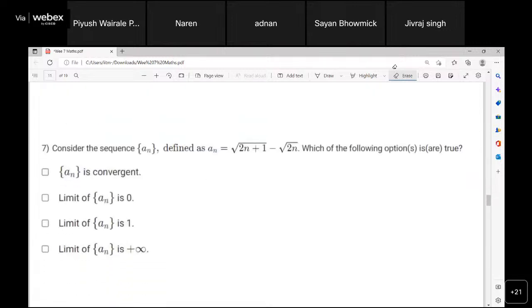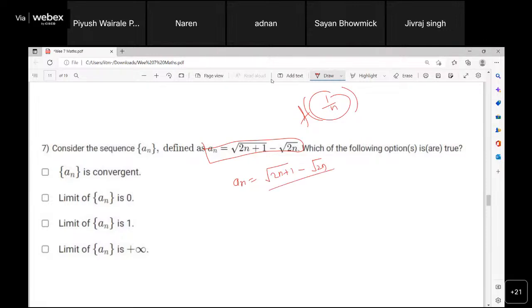Okay, now find the limit of this particular an. How to do that? Try to make the expression in 1 by n. Can we do that? We can rationalize, by multiplying and dividing with under root 2n plus 1 plus under root 2n. So I can do it like this, right? I can multiply with under root 2n plus 1 plus under root of 2n upon under root 2n plus 1 plus under root of 2n. So here we can apply the a minus b into a plus b formula.